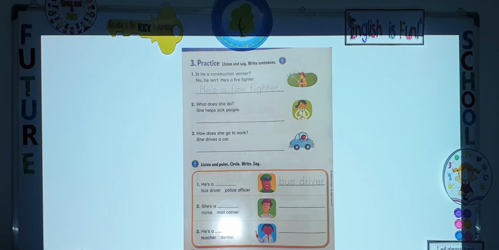Now look at the picture. It shows a bus driver. A bus driver. It's already done for you.